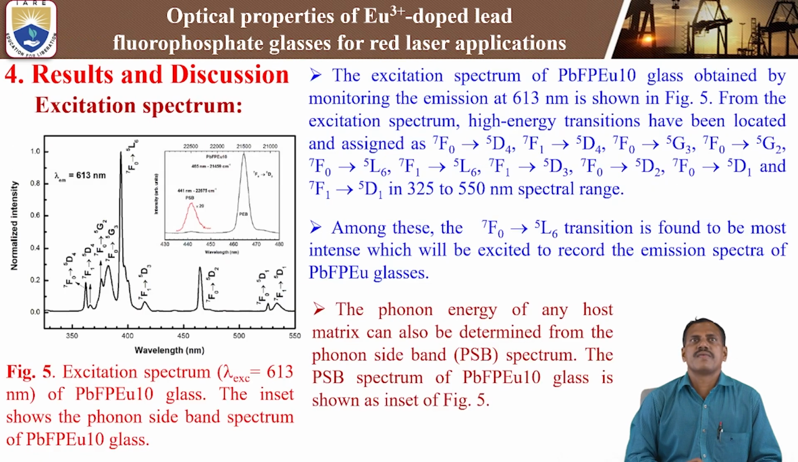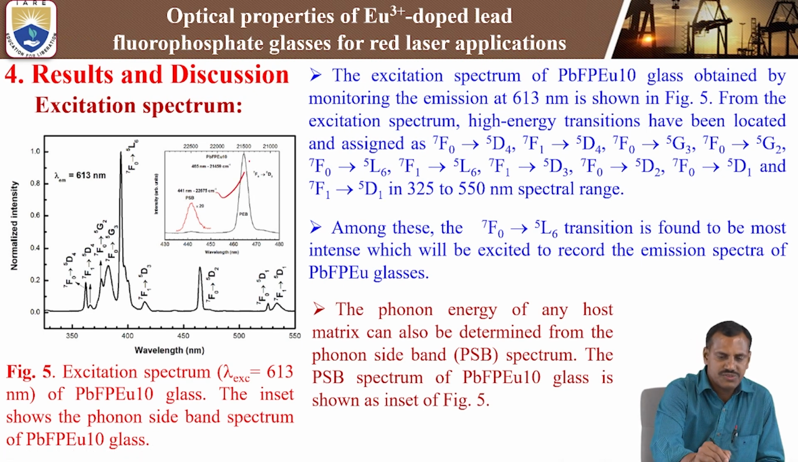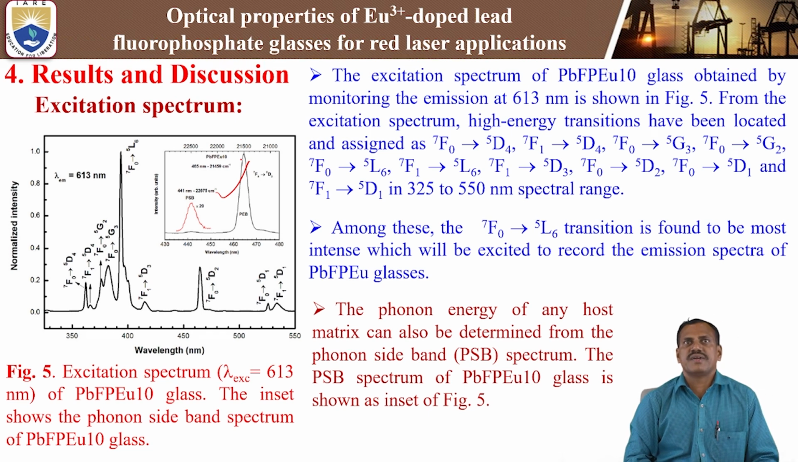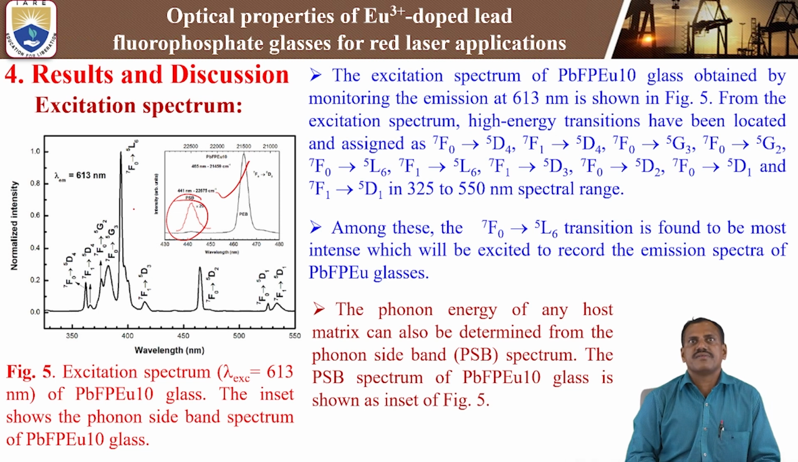Next, coming to the excitation spectrum. In this excitation spectrum, we excited at 613 nanometer of lead fluorophosphate with 1 mole percent of europium triple ions. The inset shows the phonon sideband spectrum. The inside diagram shows the phonon sideband spectrum. The PSB is the phonon sideband spectrum. This is the red peak, and this belongs to the phonon sideband.